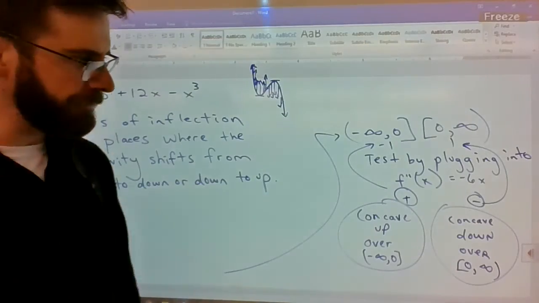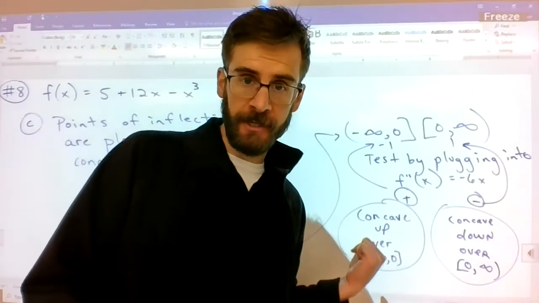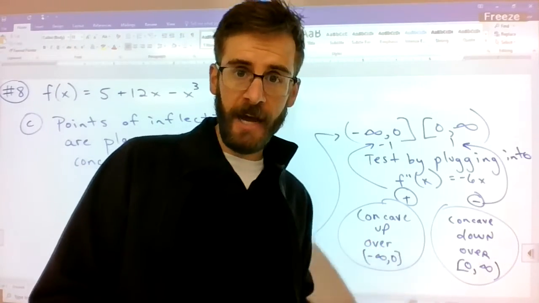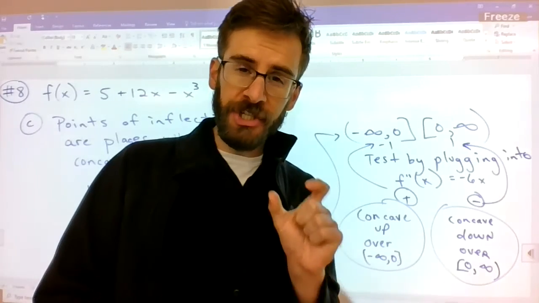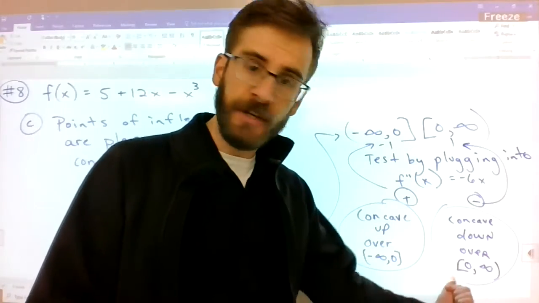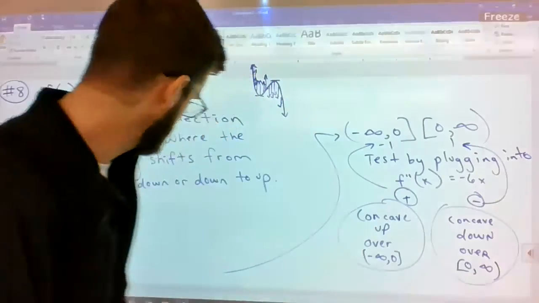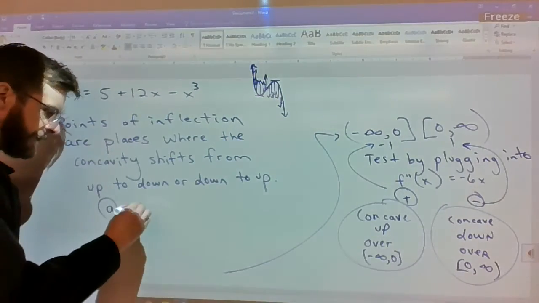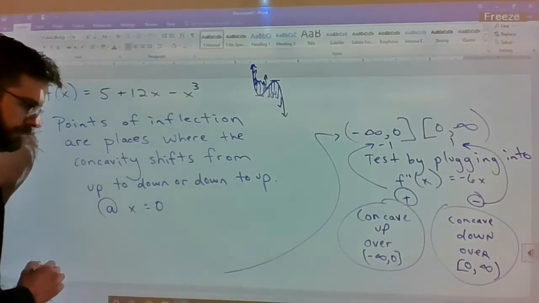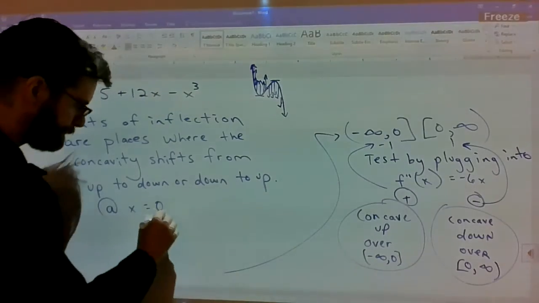So you got to ask yourself, did the concavity shift here? Yeah, it went from up to down. Where was the point at which it shifted? X equals zero. So, at x equals zero, we have an inflection point.